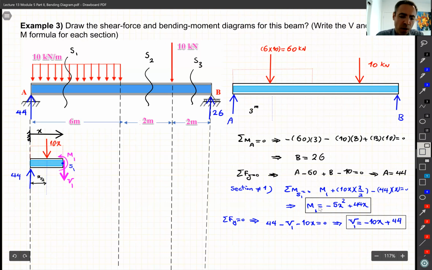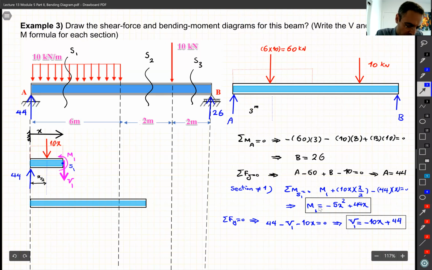V1, M1, we repeat the same process for section 2. Let's do it. For section 2, I'll keep this portion of the beam. You may keep the right side. That's totally up to you. But I have a point to make here. So that's why I select this portion. So whatever we see here, I can see 44.